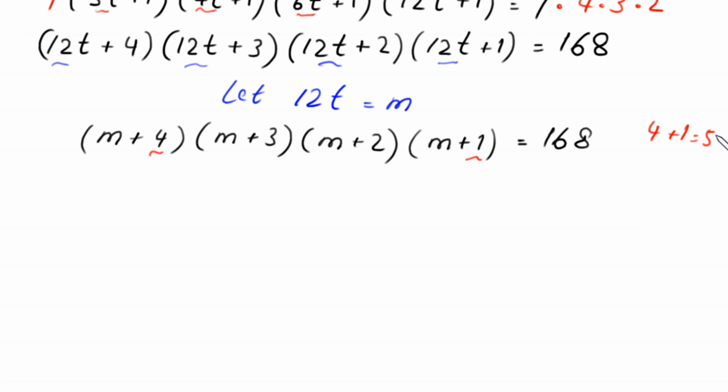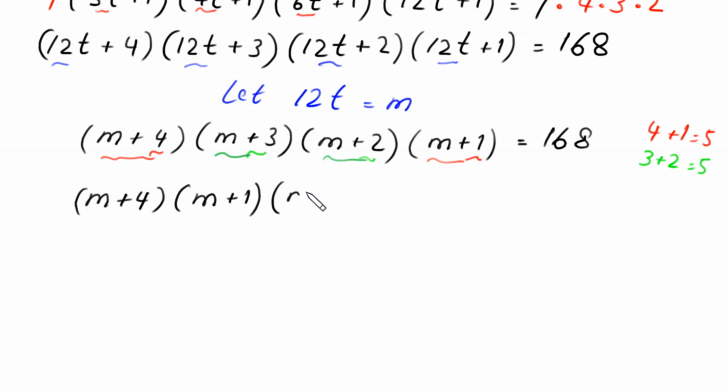is equal to 5, this 3 plus 2 is equal to 5. So we combine these two terms m plus 4 and m plus 1. We combine these two terms m plus 3 and m plus 2 like this: m plus 4 times m plus 1 times m plus 3 times m plus 2 is equal to 168.